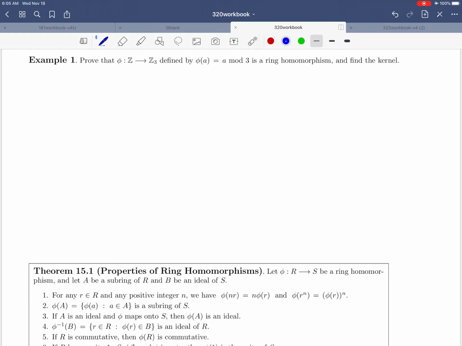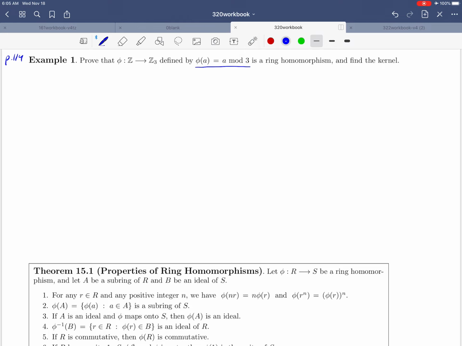Hello everybody and welcome back to page 114. So in this video we'll be looking at example 1. Let's read this together. They'd like us to prove that phi going from Z to Z3 defined by phi of a equals a mod 3 is a ring homomorphism and to find the kernel.